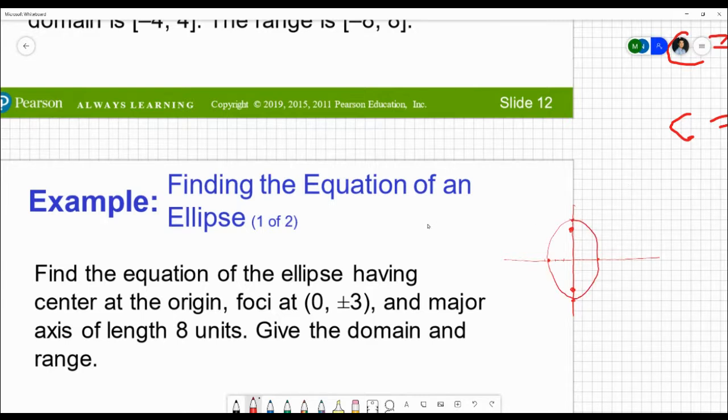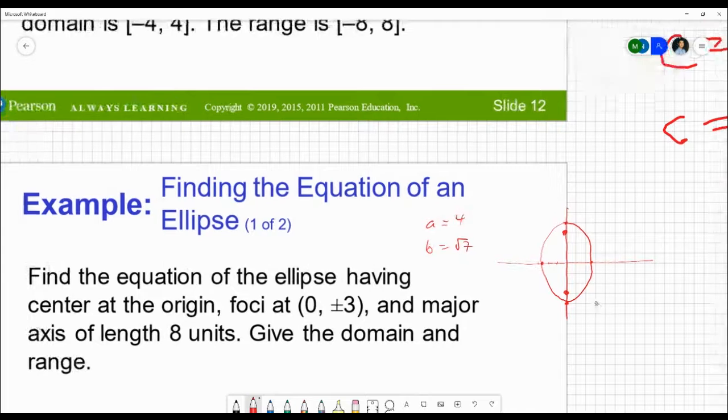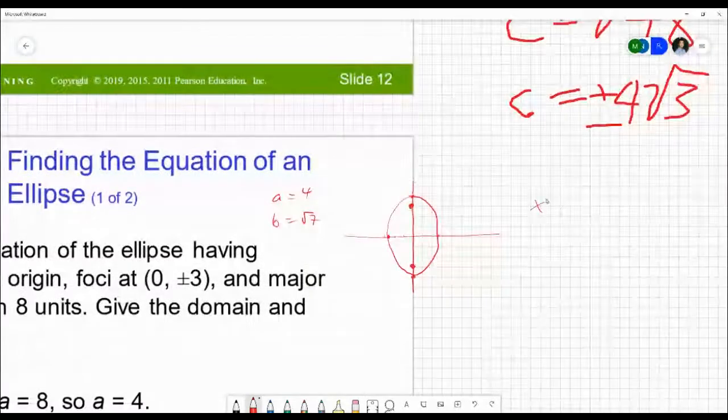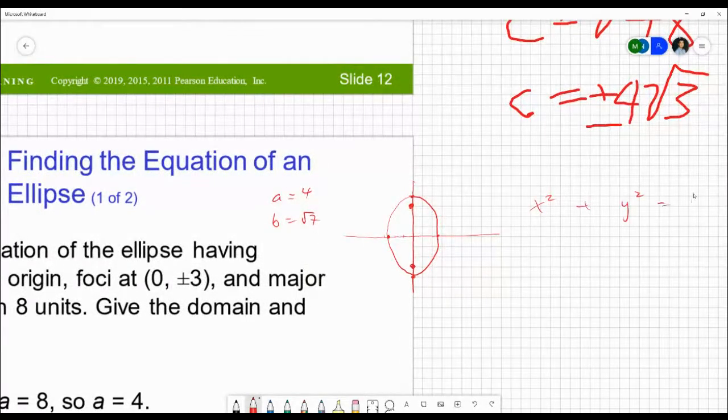All right. So now we know that a equals 4. B is root 7. So that's the only value we need, right? So now we'd have x squared plus y squared equals 1. The larger value must be along the y, because the major axis is on the y. So we need to put the larger number there. If you square this, you get 16. Square this, you get 7. So 7 will go here, 16 will go here, and there's our equation.